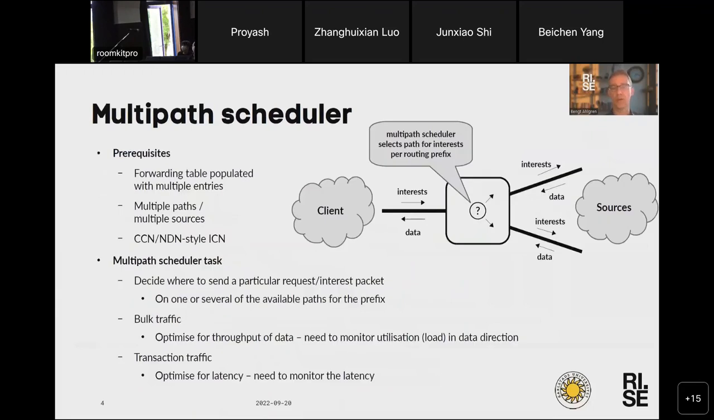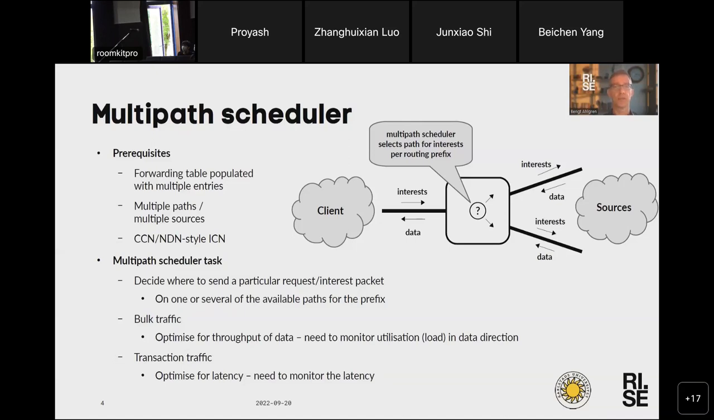Just to set the scene, what we are working with here in terms of multipath scheduling. So we assume that we have forwarding tables already populated with multiple entries. So we need obviously a routing protocol that does that for us, but we assume that that is in place already. So we assume then that that protocol creates multiple paths to a single source or paths to multiple sources. From a multipath scheduling perspective, there is no difference there. Then we also assume a CCN NDN style ICN with one request or interest packet per data packet. Then the task of the multipath scheduler is to decide where to send a particular interest packet on one or several of the available paths for the prefix.